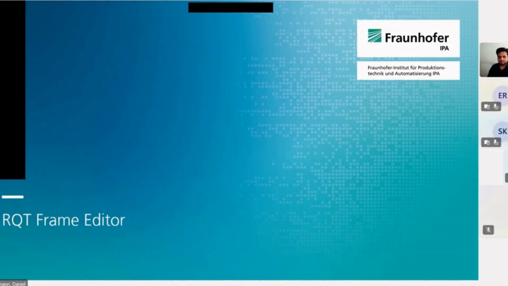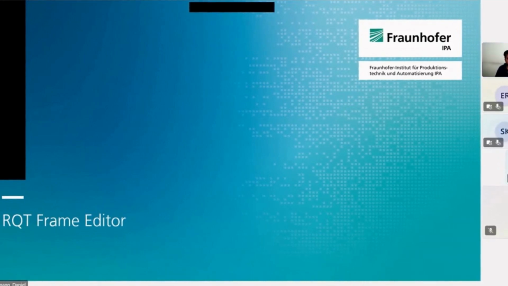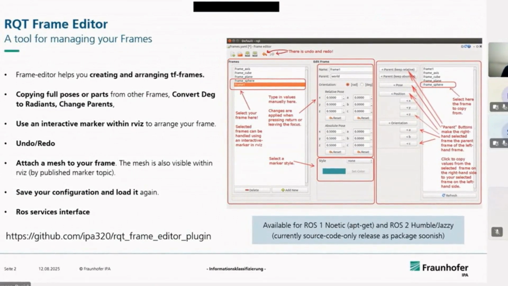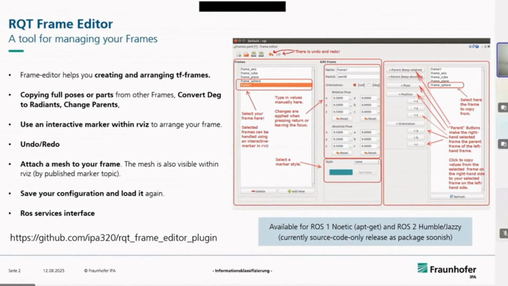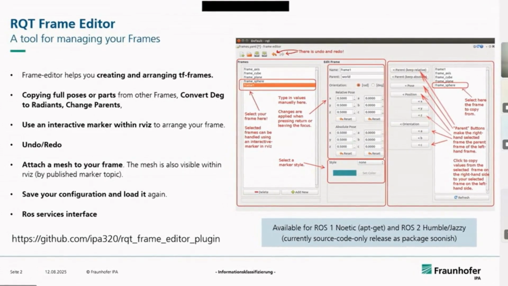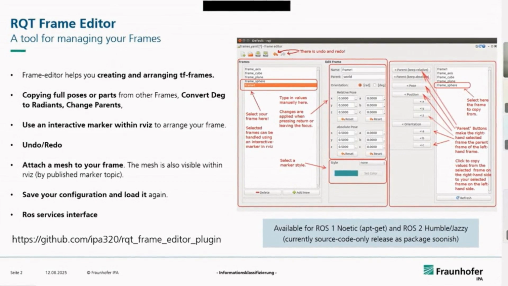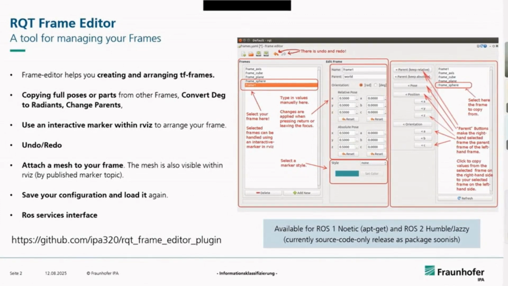First, a little introduction about the RQT Frame Editor. The Frame Editor is used for creating and rearranging TF frames. It offers convenience features such as copying full or partial poses, converting degrees to radians, and changing parents of frames interactively.